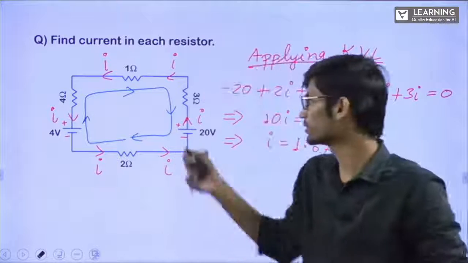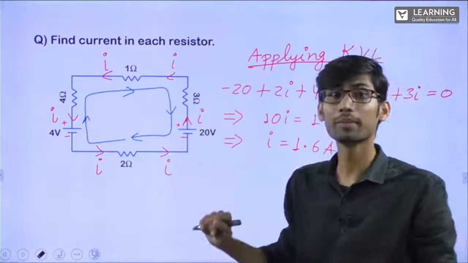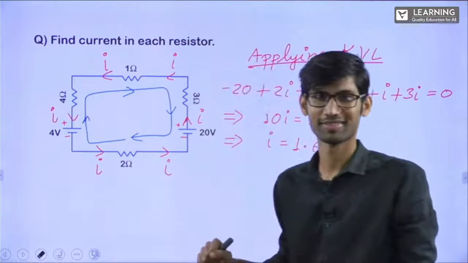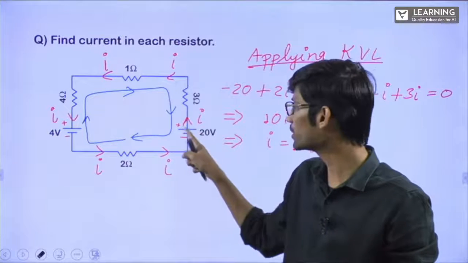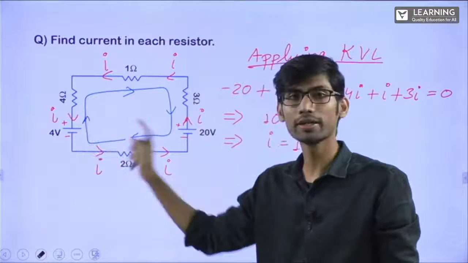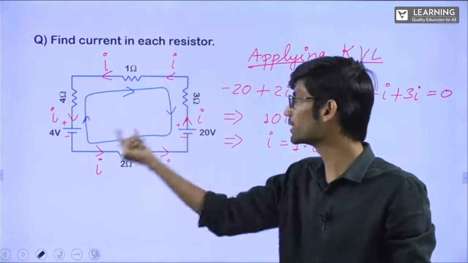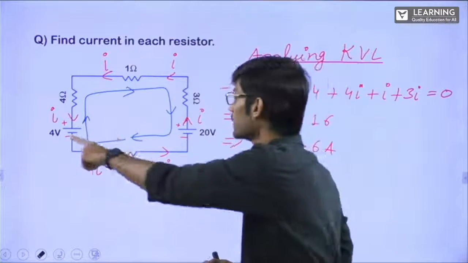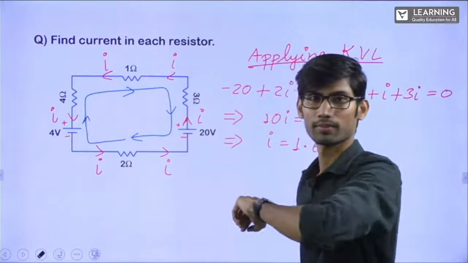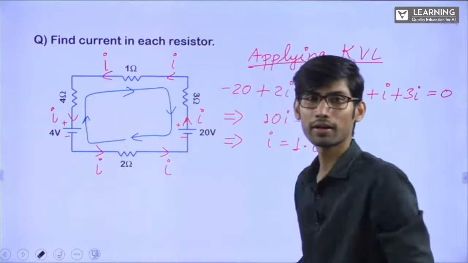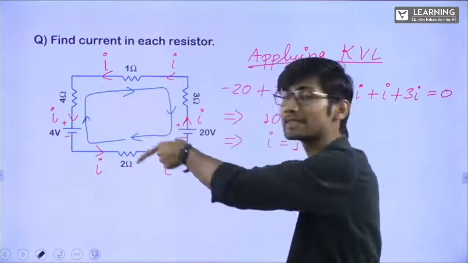You can do it other ways also. See, we have seen combination of cells, if you remember, right? In combination of cells, now these two are actually connected in opposite polarity. This is also having plus here, this is also having plus here. So this will subtract this. They both will cancel each other, right? So the net potential difference will be 16.